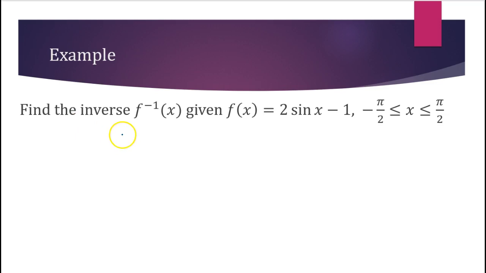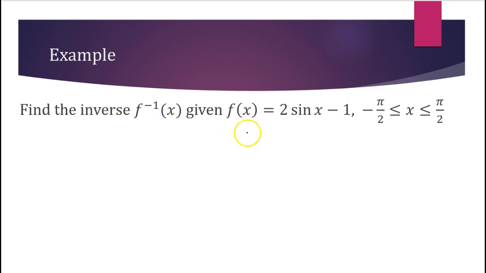All right, let's go ahead and now find f inverse of x given f of x equals 2 sine x minus 1, but we're restricted to the interval from negative pi over 2 to pi over 2. And so we're going to need this restriction, of course, because 2 sine x minus 1 is definitely not a 1-to-1 function. Our sine functions just bounce up and down forever.